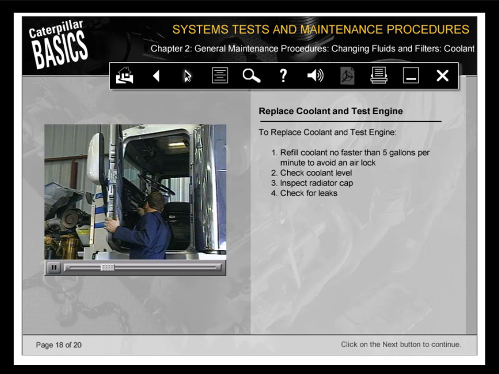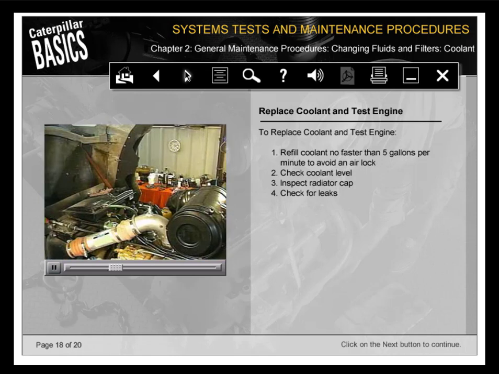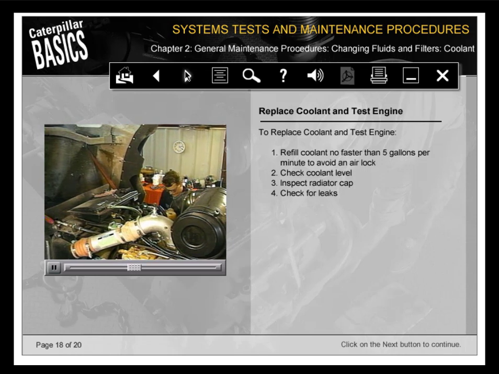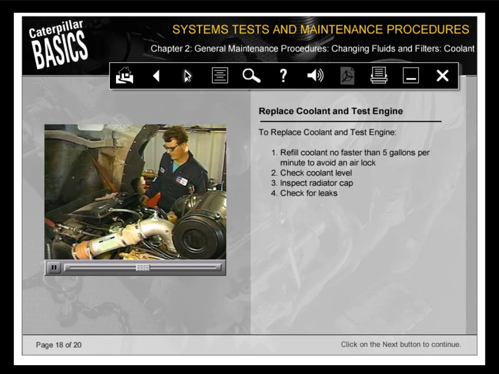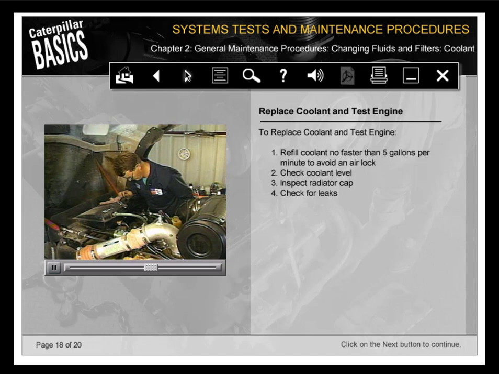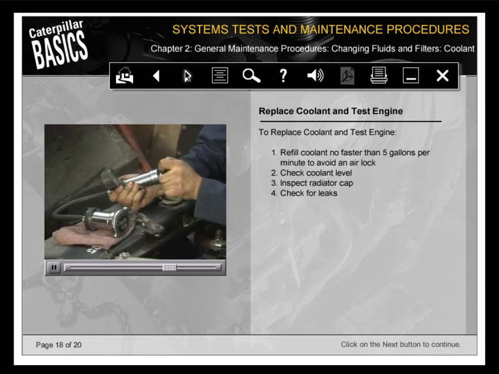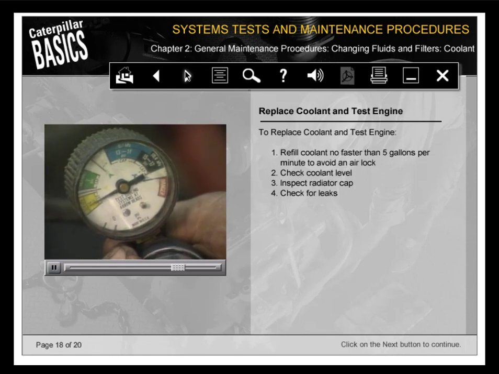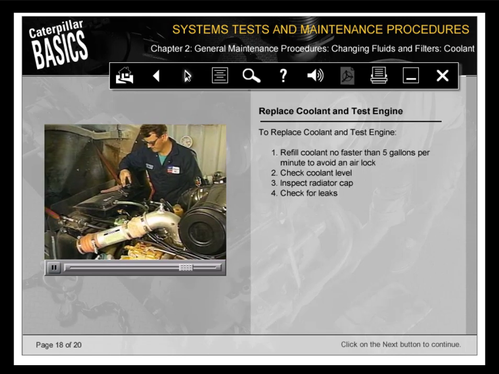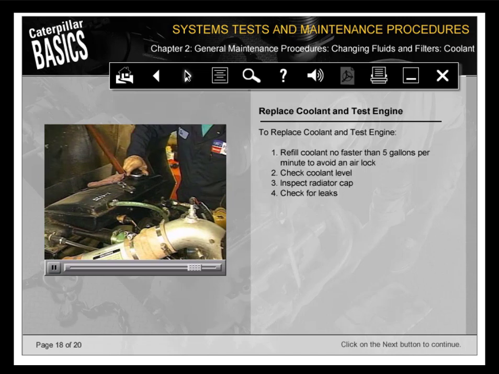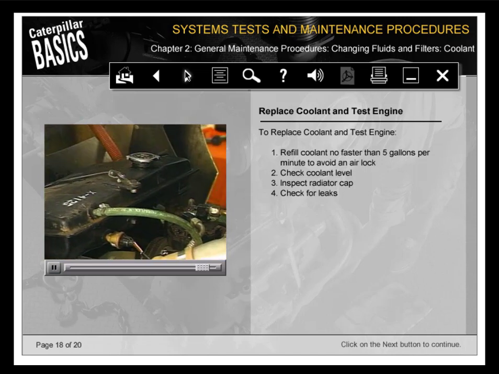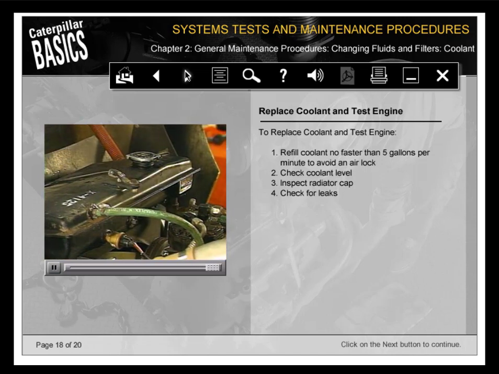Once the cooling system is filled, start the engine and run it without the radiator cap. After the engine is warm, check the coolant level. Add more if you need to. Turn the engine off. Inspect and test the radiator cap. Replace it if necessary. Install the cap and restart the engine. Check for leaks and proper operating temperatures.